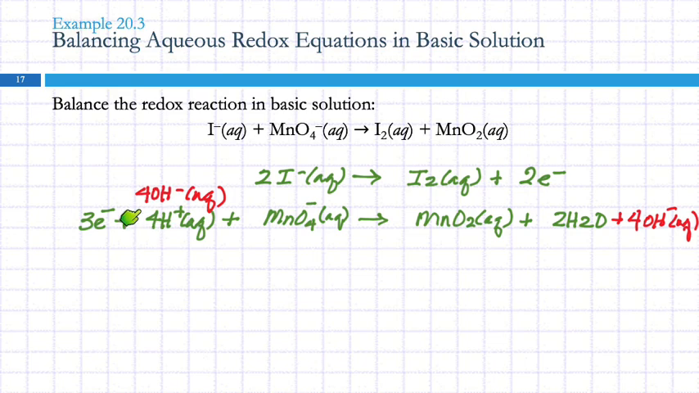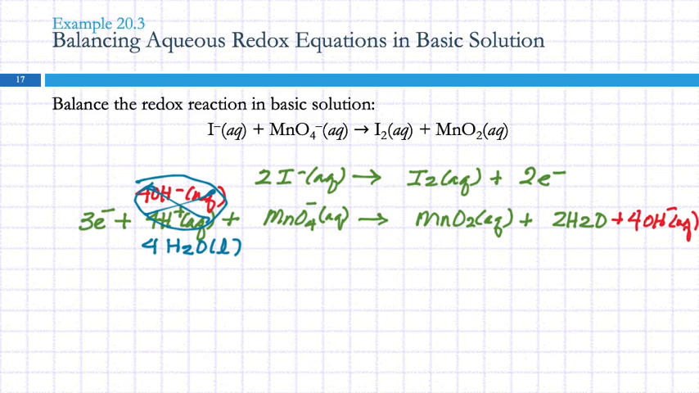4 hydroxides and 4 hydrogen ions are going to turn into 4 water molecules. So these guys become 4 H2O liquid. So those neutralized each other. That's a weird looking 4. So, not much better. Oh well, it's not a good day for 4s.